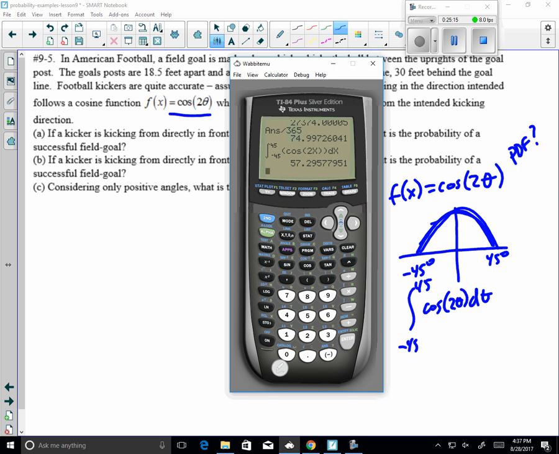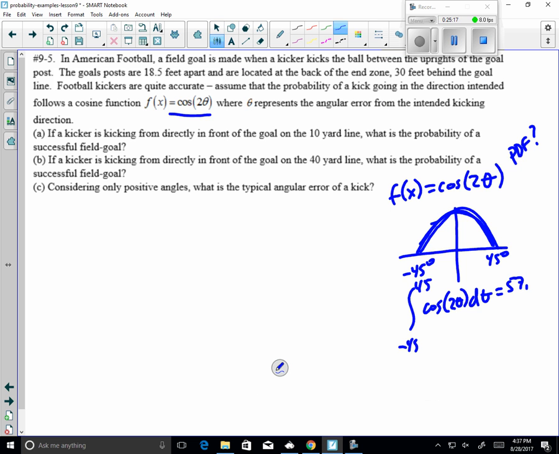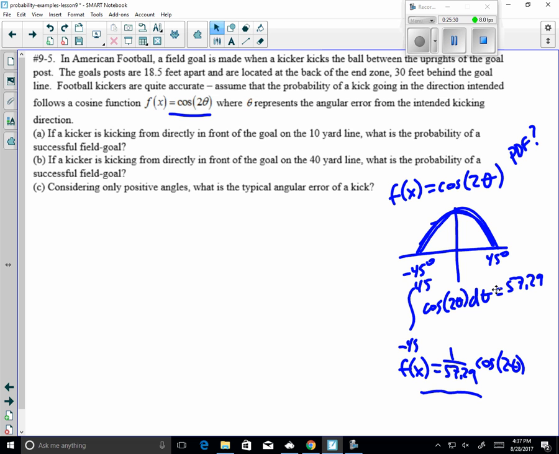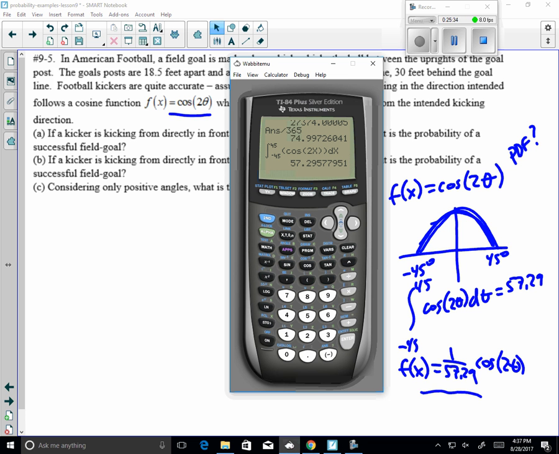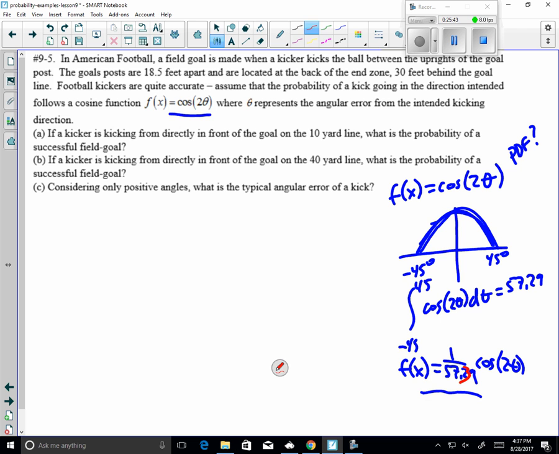Since this is 57.29, that means the real PDF is 1 over 57.29 times the cosine of 2 theta. I needed to do that first so I can make sure that I'm dealing with an actual probability density function, and I am here. Actually, let's just round it to 57.3, so I'll change that to 0.3. Okay, 57.3. Now we know we have that.